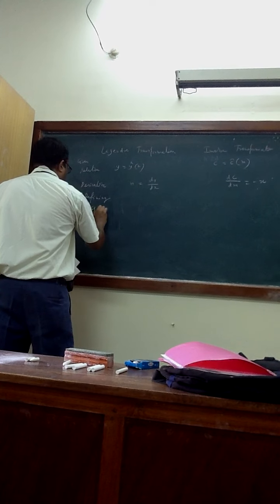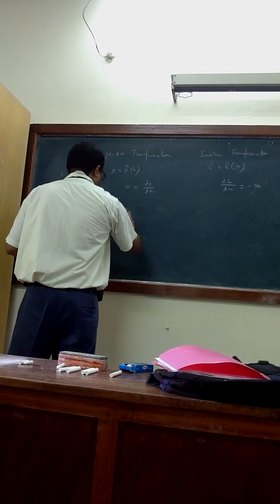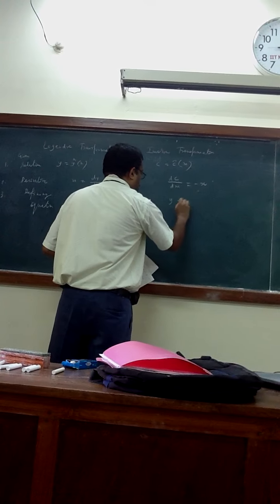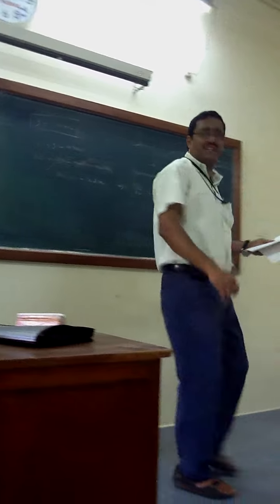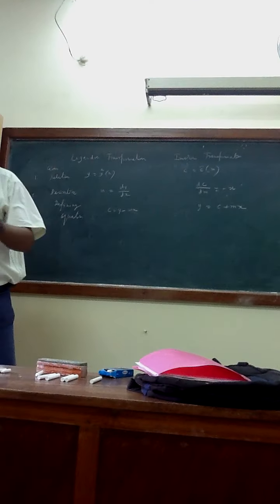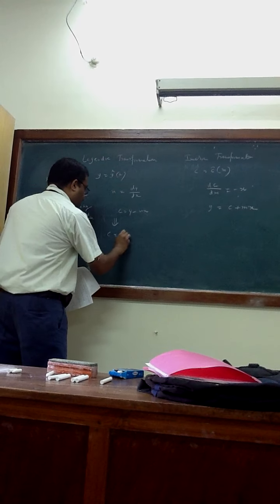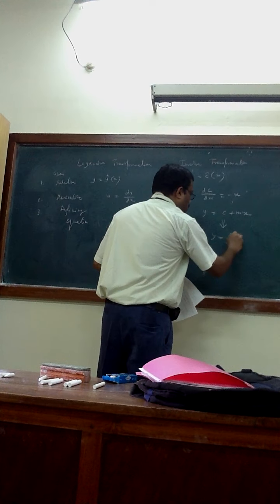Defining equation, which is c equals y minus mx. So you get y equals c plus mx, or you can say mx plus c. And that's all. So from here, finally you are getting c equals c hat of m, and from here we are getting y equals y hat of x.